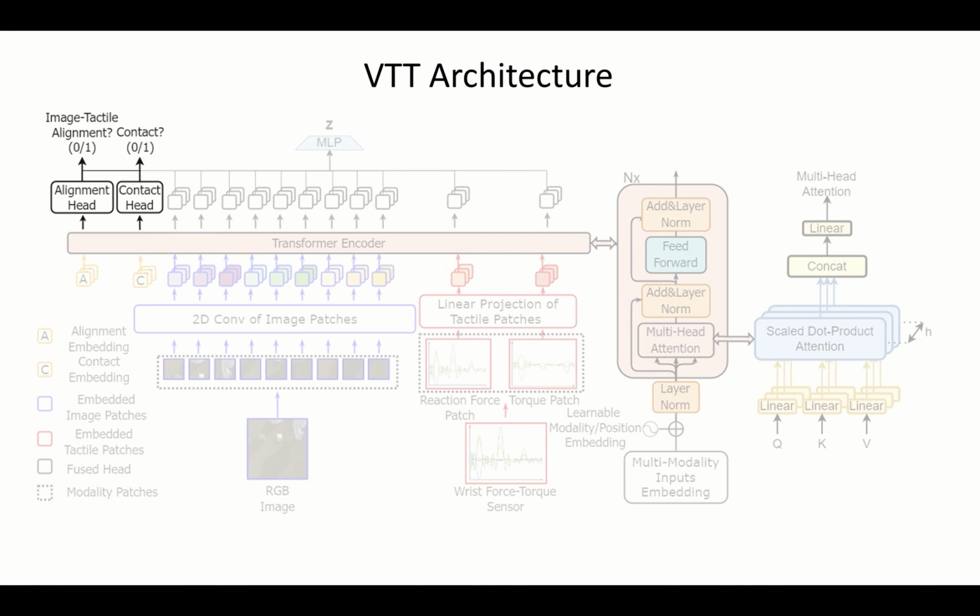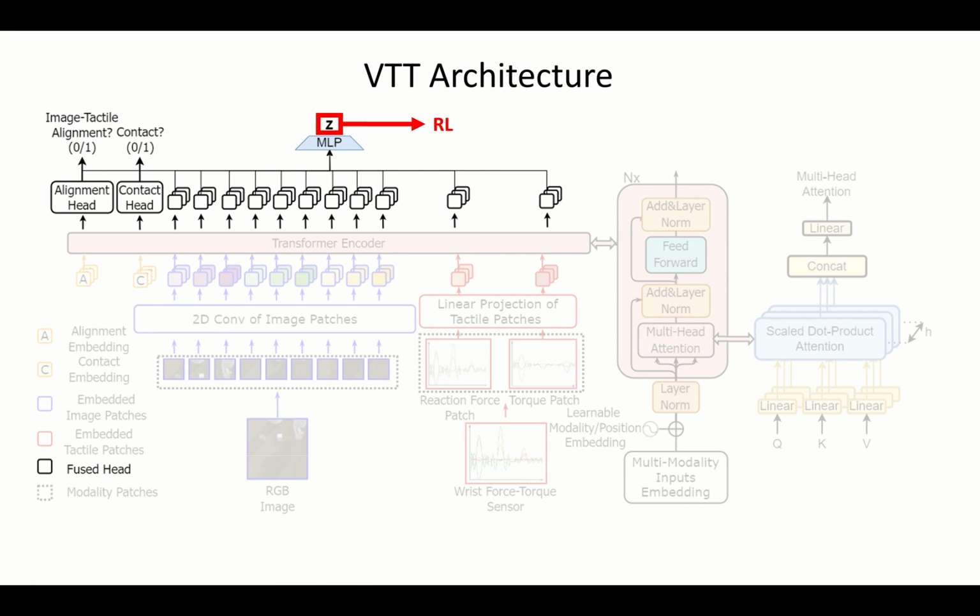The alignment and contact heads predict the alignment and contact state of the system and are used to form the VTT loss. Finally, the fused heads are compressed by an MLP to formulate the final latent representation Z. This representation is used for reinforcement learning.